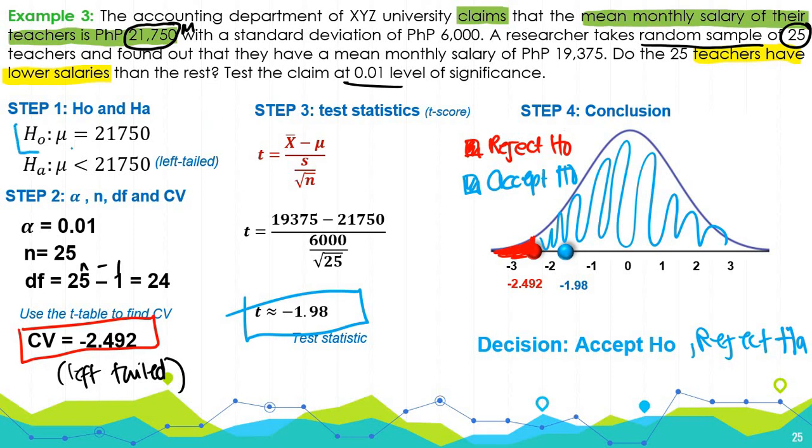Therefore, to answer the question, do the teachers have lower salaries than the rest? The answer is no. It's because this is the hypothesis that we were able to choose after conducting the 4-step hypothesis test. So the salary in average is still 21,750. There's not enough evidence that the 25 teachers have lower salaries. So the answer is no.